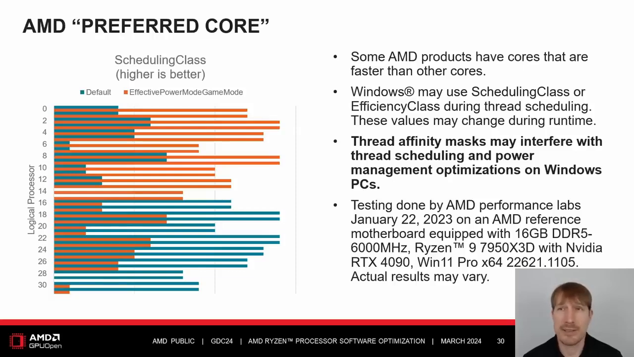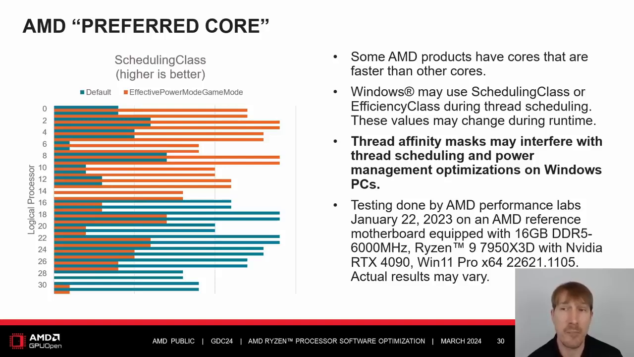Some AMD products have cores that are faster than other cores. AMD calls this feature preferred core. The system may describe the ACPI CPPC highest performance ranking for each logical processor. These values are the basis for the Get System CPU Set Information function's scheduling class values in Windows 10 and later for some AMD products. Windows may use scheduling class during thread scheduling. Scheduling class values may change during runtime.